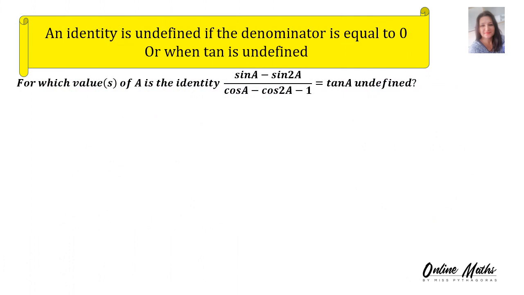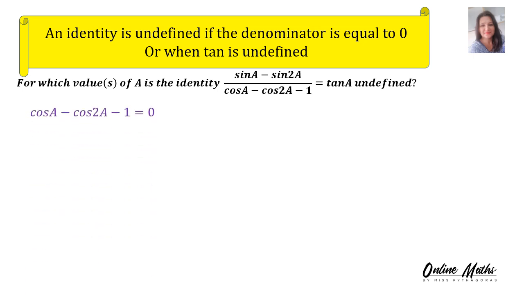Now I want to teach you something, and that is sometimes the questions ask for where is an identity undefined. Now an identity is undefined in two places. One, where the denominator is equal to 0, the denominator you find under the line, and two, when there's a tan inside your sum and where tan is undefined. So in this example, the question is asking us for which value or values of A is the identity, and then I give you the identity equal to tan A, undefined.